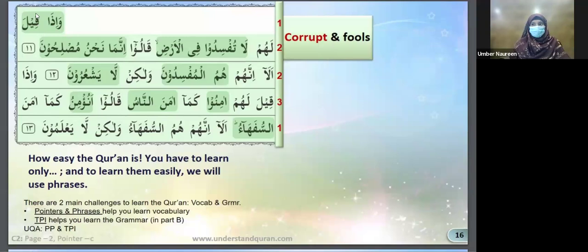Qala, the table we have done. Qila, this is from the table of qala. This would be new for you, but this is the passive form of qala. Let's see the second one.